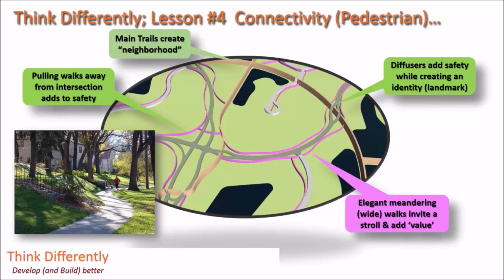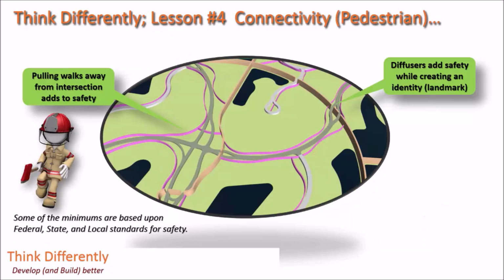The other thing we do is we pull walks away from the intersection. When you put walks at the intersection, what happens is a driver is looking for other cars. Your mind zeroes in on the most dangerous thing, which is a car coming at you, not a pedestrian coming at you. So the worst place you could put walks is at the intersection. The best place is to pull away, and the meandering walks allow you to do that. It's much safer. So some of the minimums, again, are based on state, federal, and local standards.